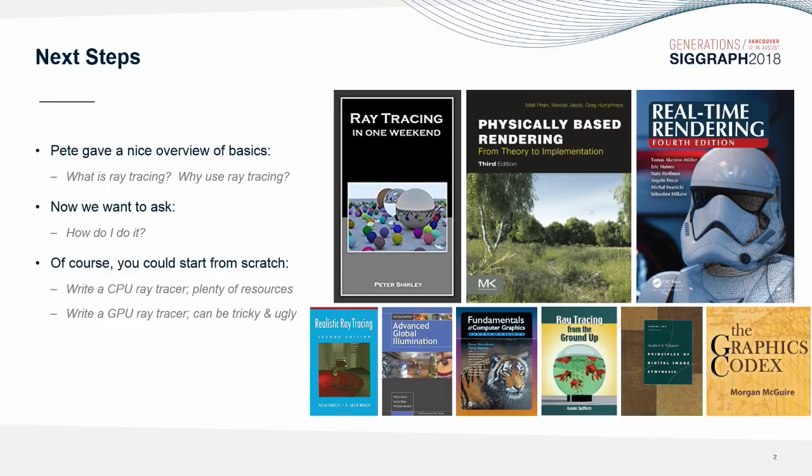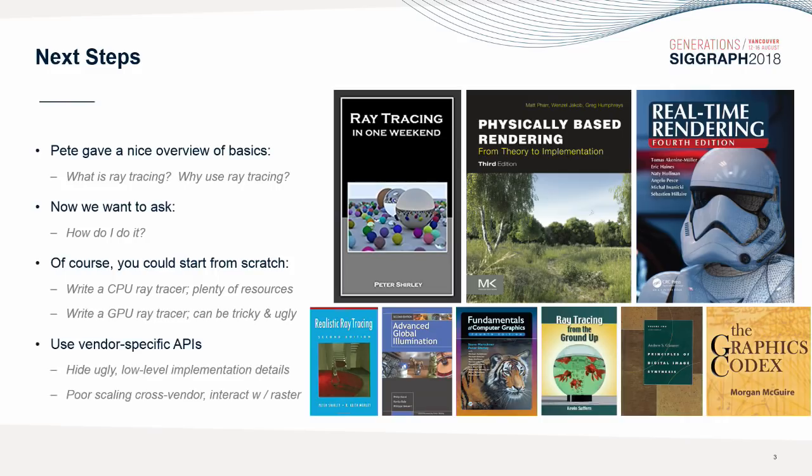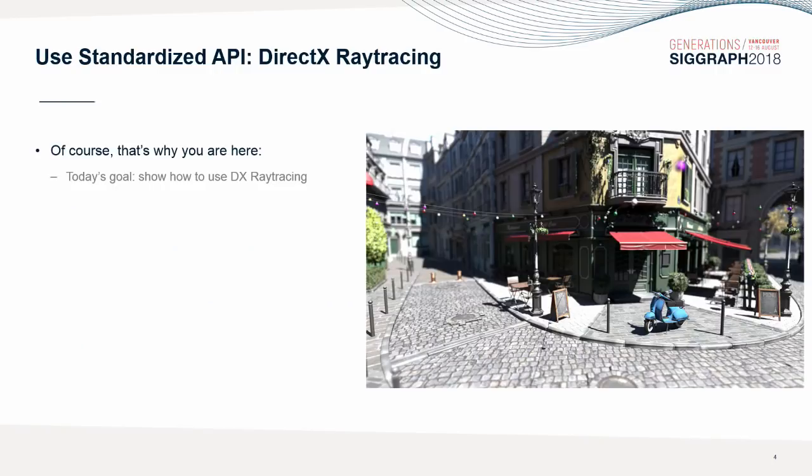And of course, instead of using DirectX, you could start from scratch. You could go write a CPU ray tracer. There's plenty of resources, really good resources out there. And you could write your own GPU ray tracer, which can be tricky and a bit ugly for those of you who've tried to do it. You could also use vendor-specific APIs. They hide a lot of this ugly low-level detail on the GPU, but they don't scale across vendors, and they're hard to interact with raster sometimes. So of course, you're all here to hear about DirectX Raytracing, and so that's the goal today.